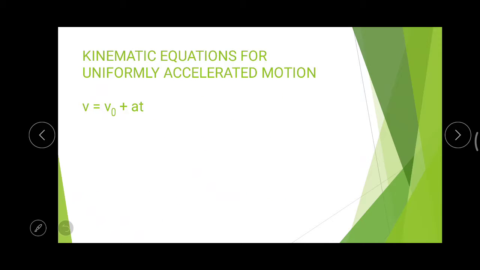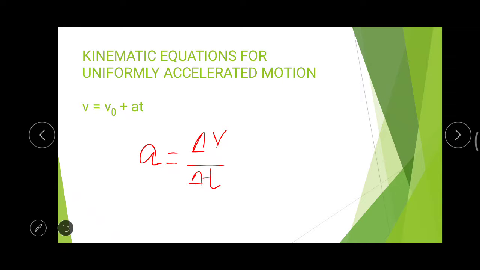Okay, now come to the kinematic equations for uniformly accelerated motion. We will be considering only uniformly accelerated motion in a straight line. Okay, so regarding the kinematic equations, there are three major equations and they are very important, and this portion is very important. So come to the first kinematic equation, v is equal to v0 plus at. Regarding this equation, you should remember that the acceleration a is equal to delta v by delta t.